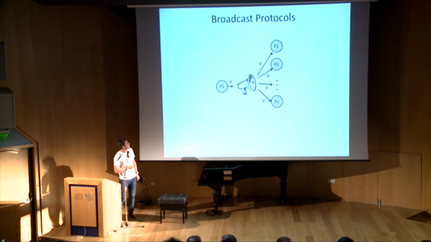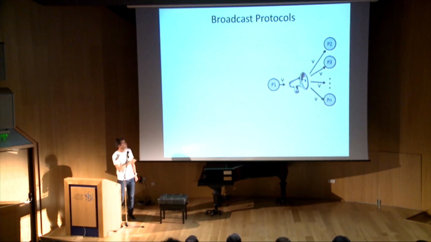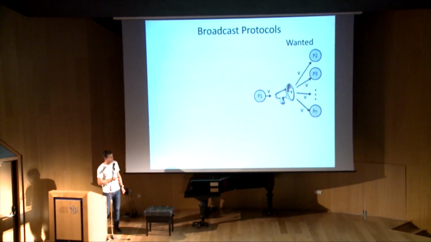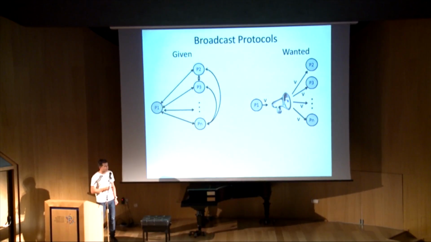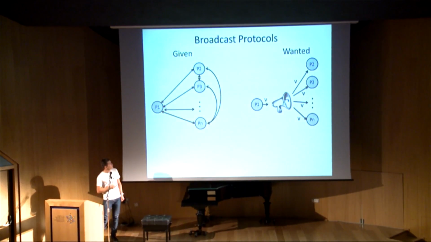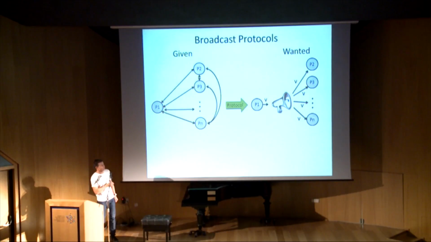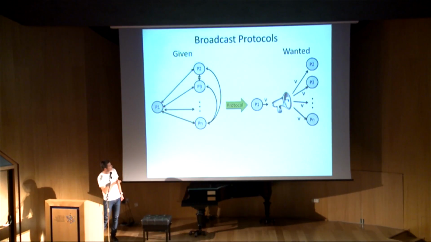So in this talk, we're going to talk about broadcast protocols and what they are. We have our broadcast primitive, and this is what we want to use. But unfortunately, in real life, we don't have it. In real life, we have something like point-to-point channels. So a broadcast protocol is a way to simulate a broadcast channel using point-to-point channels. The broadcast works as a megaphone, a way to communicate globally, while point-to-point channels are a way to communicate locally. So a broadcast protocol is a way to use local communication to simulate global communication.